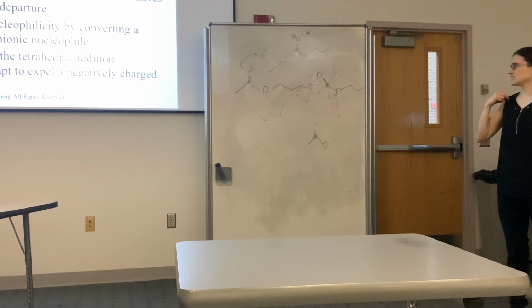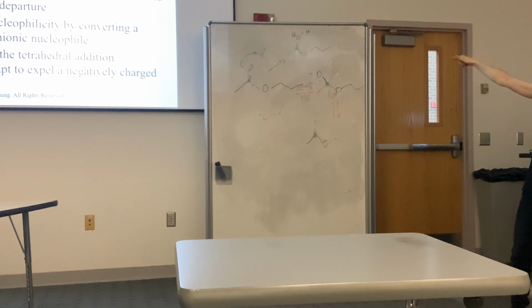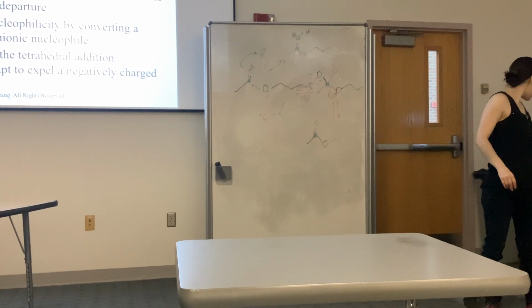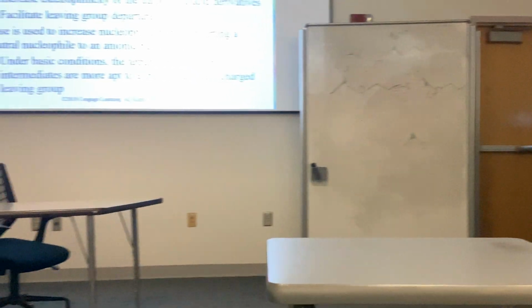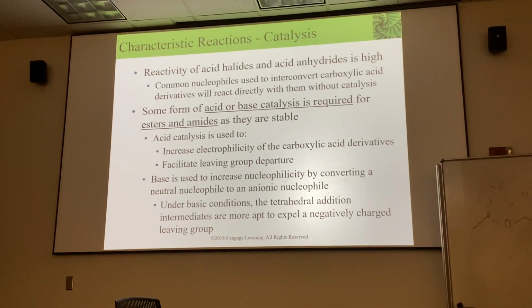And also they facilitate leaving group departure. So the base is going to be an anionic nucleophile, better nucleophile. Acid is better electrophile, and both of them facilitate leaving group departure, at least in different ways. Acid makes it a better leaving group, right? So like OH is not a leaving group, but H2O is a leaving group. So with acid, you protonate it, makes it a good enough leaving group to leave.